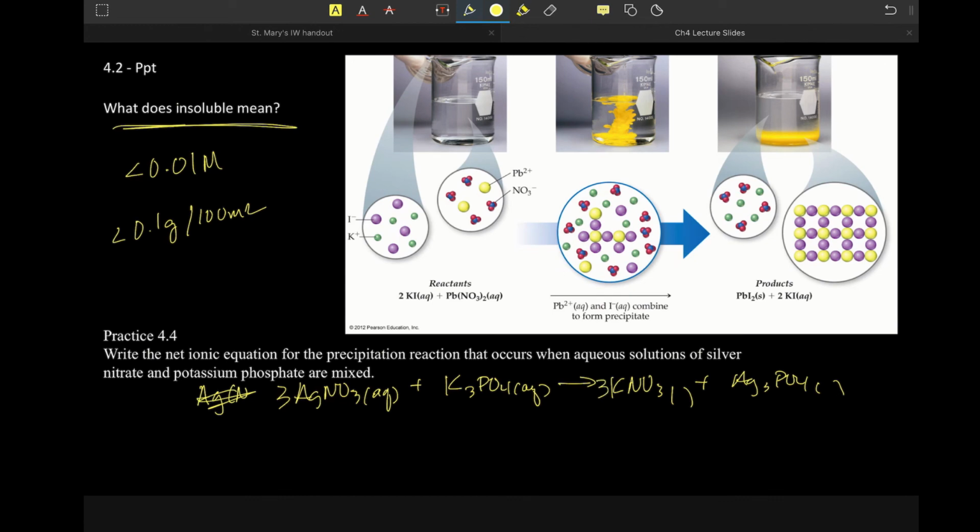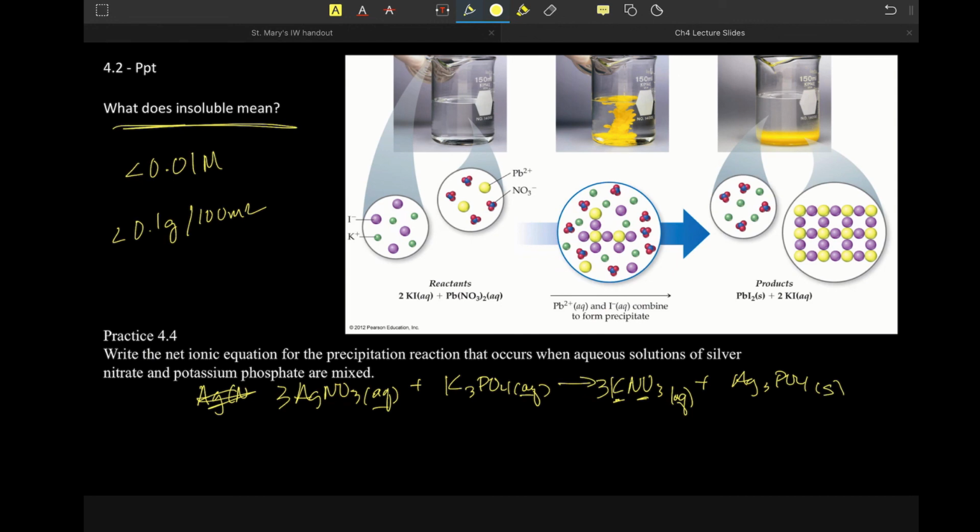All right, so thinking about solubility rules, we have a group 1 here. We've got a nitrate here, always soluble, and there's water present because these are aqueous. Phosphates are insoluble, except if they're stuck to a group 1. So that means this is a solid.